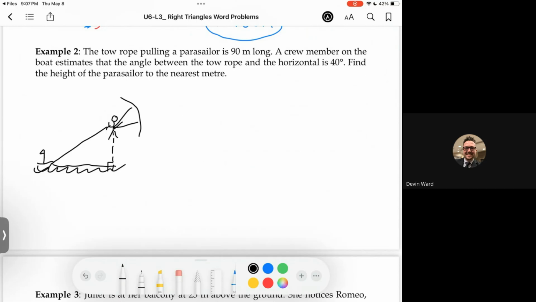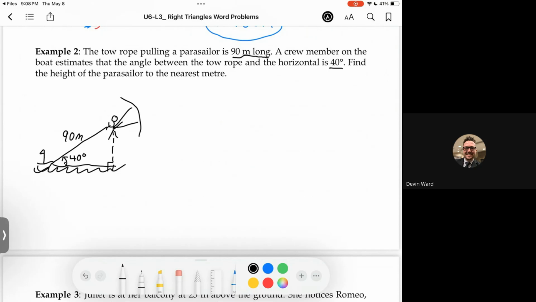Is this an angle of elevation or depression? It's not too relevant to this question, but we know that we're on the water and we're looking up at the parasailer, so it would be angle of elevation. And I know that the angle of elevation, or this angle, is 40 degrees. Now it says the total rope pulling the parasailer is 90 meters long. So which side does that 90 go on? Yes, it's the rope, connecting the parasailer to the boat. So that's 90 meters there.